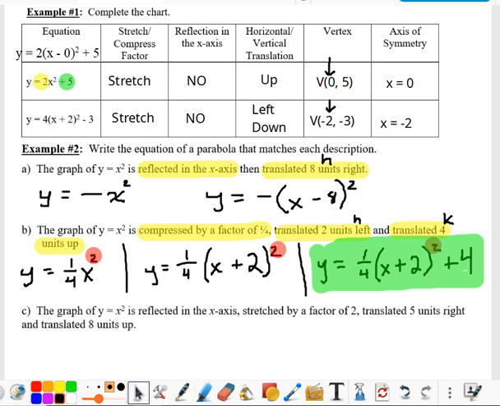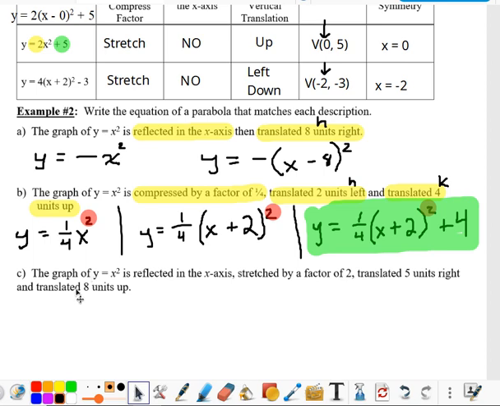Okay, in this last one, we have the graph of y equals x squared, and I'm going to pull up my highlighter here, is reflected in the x-axis, stretched by a factor of 2, translated 5 units right, and then 8 units up. Okay, so let's go ahead and just go for this last one, just because writing with the mouse is not pretty, and I will definitely run out of room.